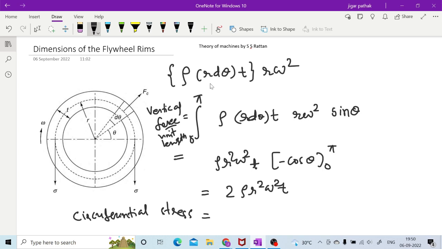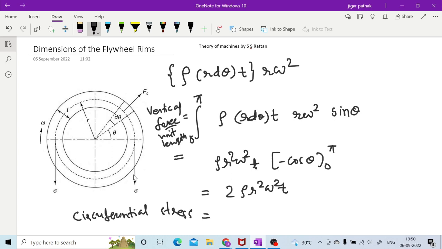One second. Unit length we are taking, no? That is why I guess it is like this. Sir, unit length of what? Unit length of this flywheel. It will have some width, the third dimension across the plane of this paper. Are you getting that? Sir, that is already t, the thickness. Okay.